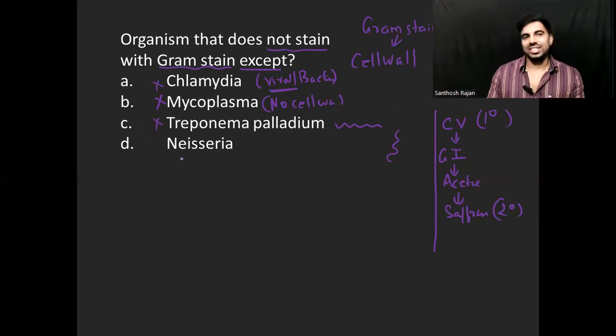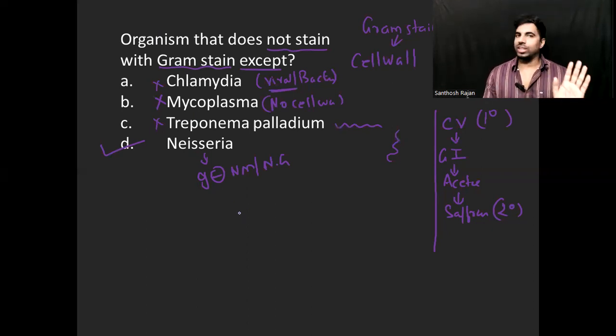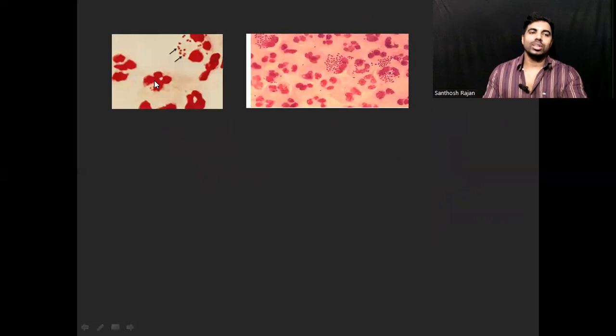So the only one is Neisseria. Neisseria is usually gram negative. If you remember, Neisseria meningitidis and Neisseria gonorrhoeae are the two important species. All of the others will not be stained. Only Neisseria can be stained. It's gram negative. Okay, got it? It's a very, very simple question. You could definitely not have missed this question.